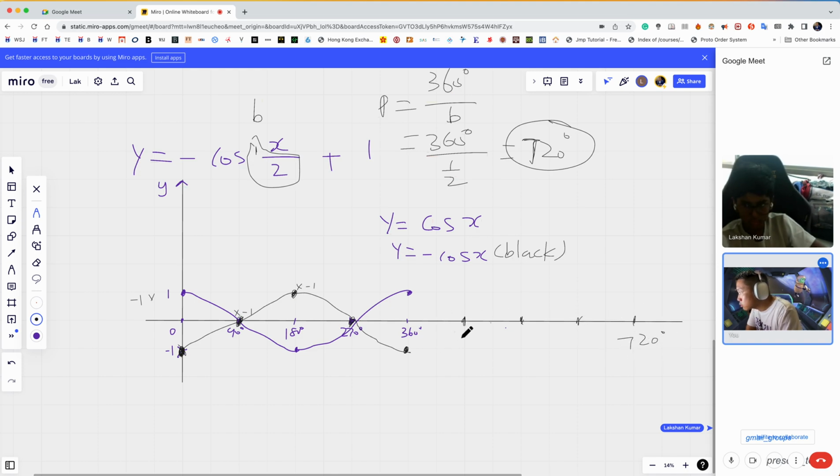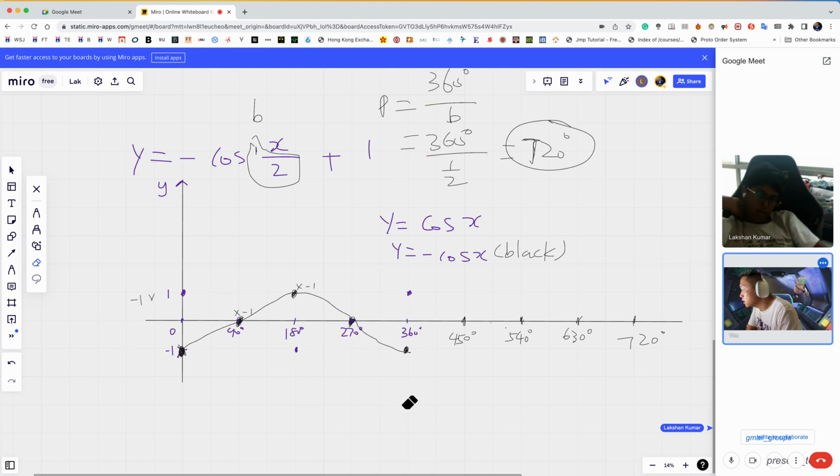720. So you plus 90, this is 450. Plus 90, 540. Then 630. Very good. So just now, I should be looking at the black one. The purple one is not needed. I need to see one cycle in 720. So that means this whole thing I need to get stretched.